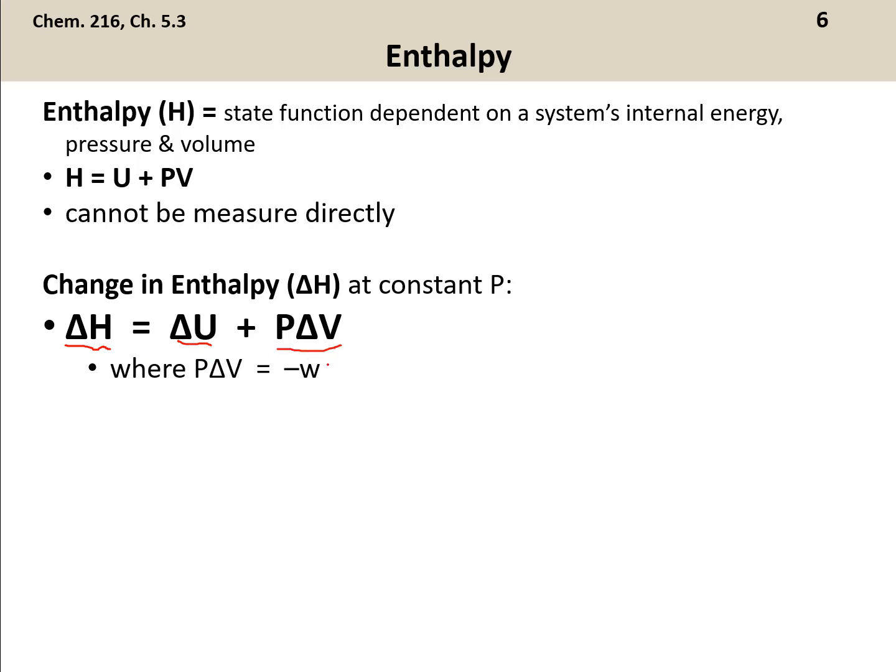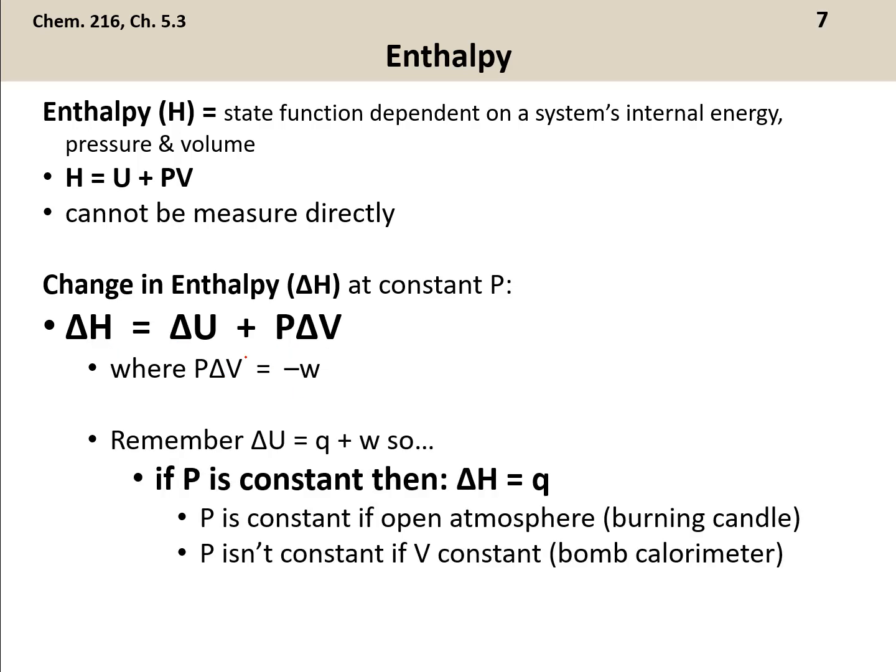Now, earlier we talked about expansion work, and we said that work is equal to negative P delta V. So I can plug this in, and because delta U equals Q plus W, I can rearrange this and get that delta H equals Q, or heat. How we get here isn't that important, but all we need to know is that enthalpy, or delta H, is just a fancy word for heat, as long as we're at constant pressure.